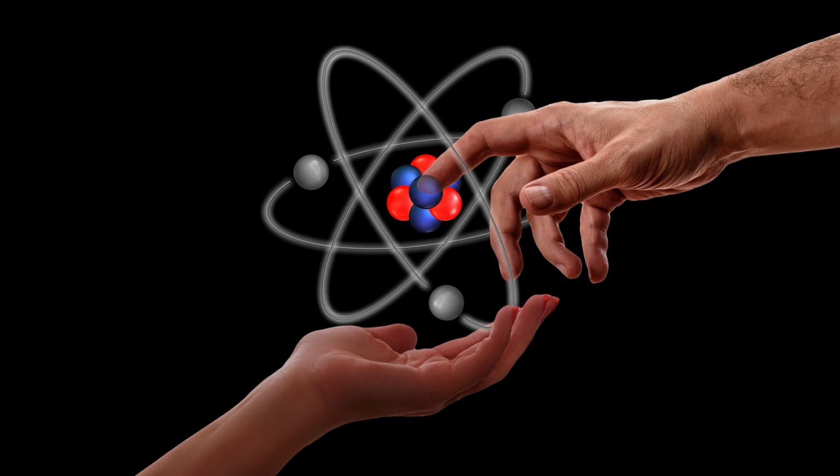In our next video, we'll take a deeper look at electron shells, how electrons are arranged around the nucleus, and why that arrangement is so important for chemical reactions and bonding.